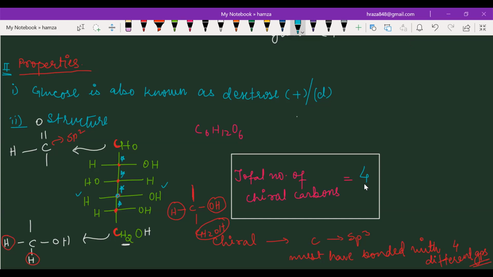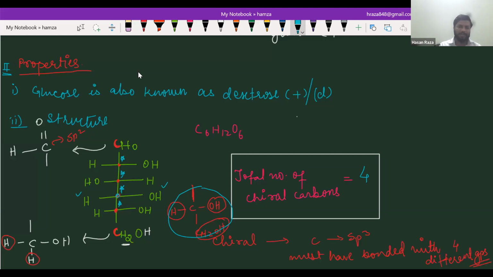Yes, sir. Is this clear to everyone? Can you visualize all these 4 carbons? Because I just explained only one. So can you visualize all the 4 carbons? And if you still have any doubt, please ask me.